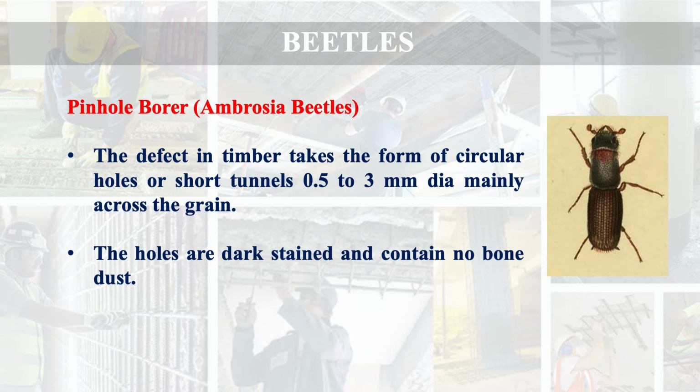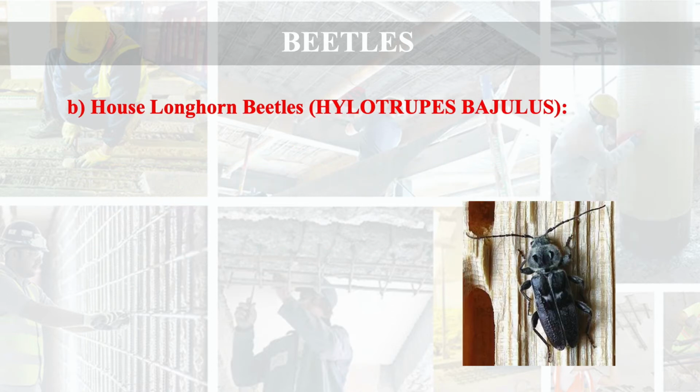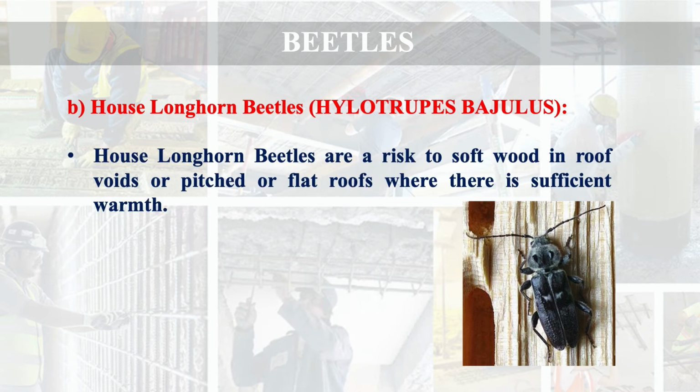Now next is house longhorn beetles. House longhorn beetles are a risk to softwood in roof voids or pitched or flat roofs where there is sufficient warmth. They can attack dry softwood. You see here in the figure the picture of a house longhorn beetle.